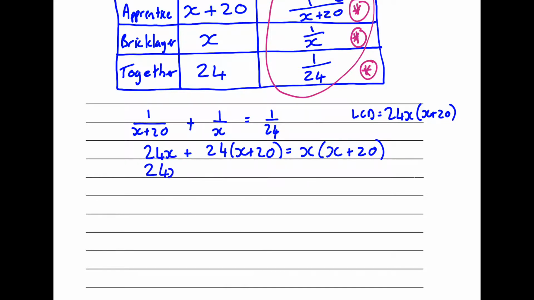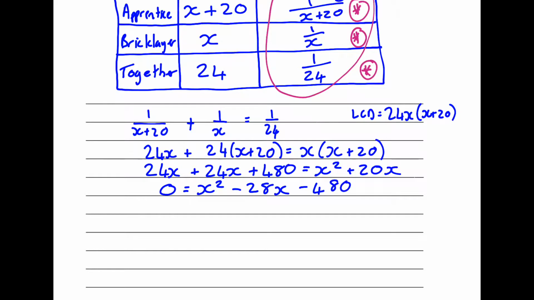So we get 24X plus 24X, and then 24 times 20 is 480, equals X squared plus 20X. So it's quadratic. So move everything over to the right-hand side, so we get 0 equals X squared, our only squared term. Then on the left, we have 24X plus 24X, which is 48X. Take it over: 20X minus 48X equals minus 28X. And then lastly, the minus 480, which we've taken over.